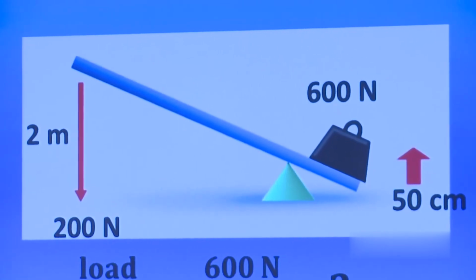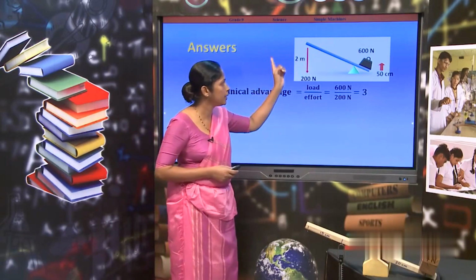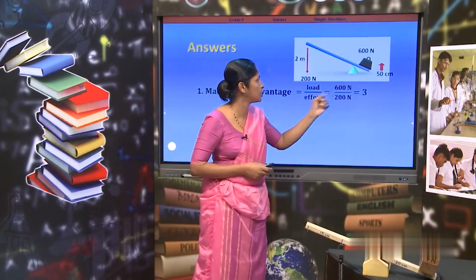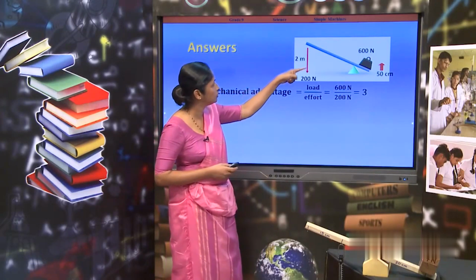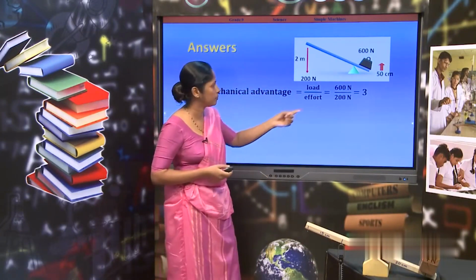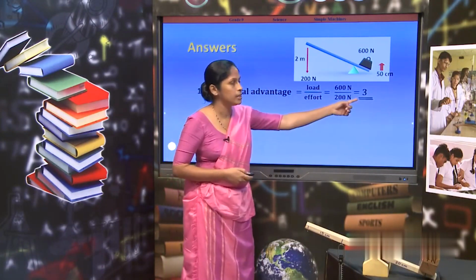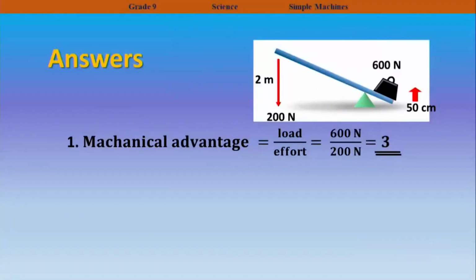As I told you, I think you can remember, mechanical advantage is load divided by effort. What is the load here? This 600 Newton. What is the effort? 200 Newton. Very easy. 600 divided by 200, that is 3. So, that is the mechanical advantage.